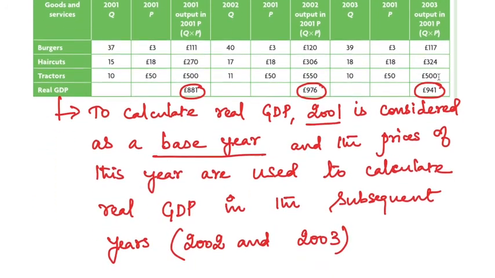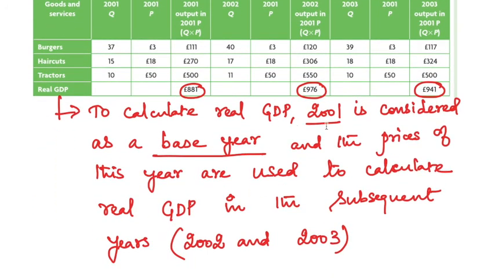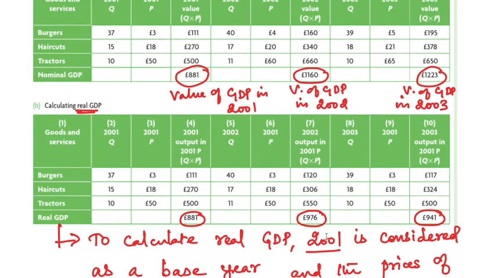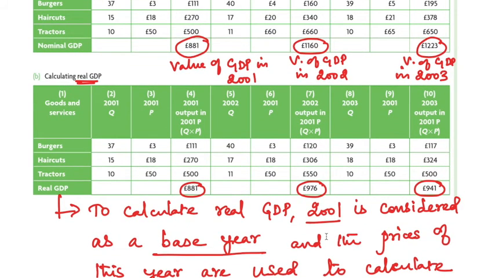1223. So to calculate real GDP, 2001 is considered as a base year, and the prices of this year are used to calculate real GDP in the subsequent years 2002 and 3. I hope you have understood this. So if you have any doubt, you can post your queries in the classroom.